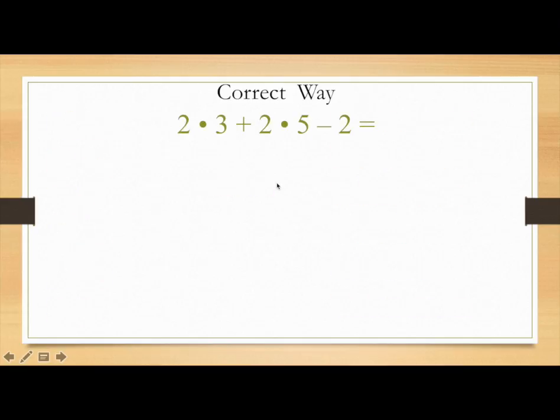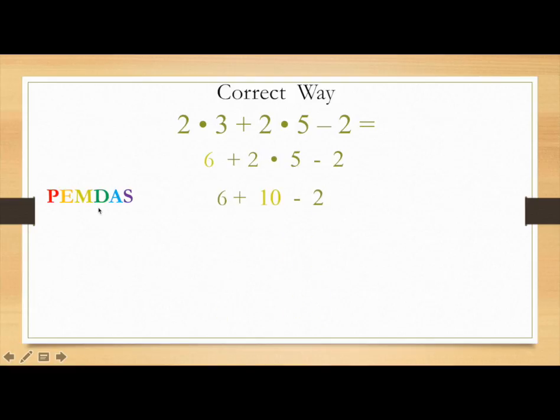Now let's go back to the original problem. 2 times 3 plus 2 times 5 minus 2. Using our acronym PEMDAS, let's solve this. There's no parentheses and no exponents, so the first step we can do is multiplication. Start by multiplying 2 times 3, since that's the first multiplication. We get 6. We still have one more multiplication, so 2 times 5 is 10.